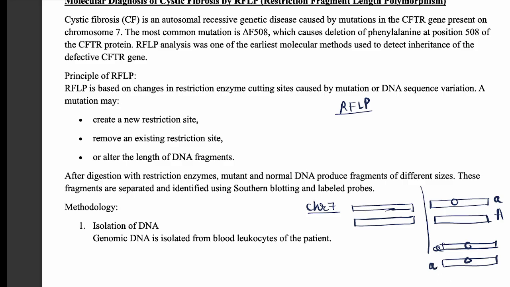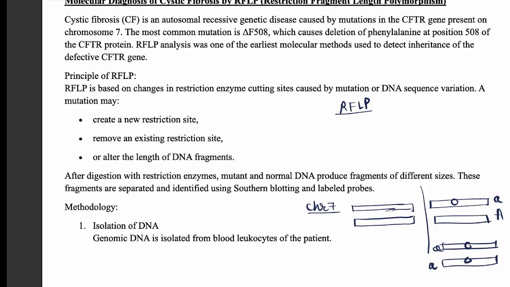Now what does this RFLP do? RFLP basically revolves around the core idea that there are restriction sites present in the normal chromosome, and when there is a mutation in that normal chromosome due to certain conditions, these restriction sites get removed, and once the restriction sites are removed, the fragments would not be generated of equal size. So it is always a comparative assay where we are trying to detect whether the mutation is present or not.